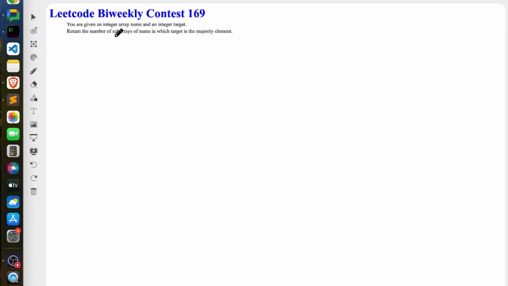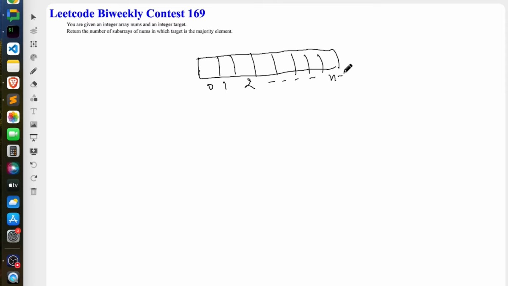In the second problem, we have to find the number of subarrays in which target is a majority element, right? So let's take an example. Let's say this is my given array, with indices from 0, 1, 2 up till n minus 1, right? Let's say I'm considering this subarray, where the left index is i and the right index is j. Let's say I'm saying that this subarray from index i to j is a subarray in which target is a majority element.